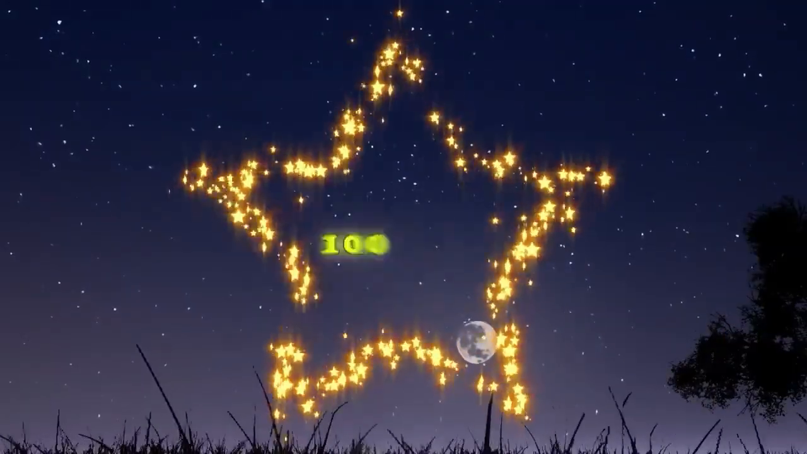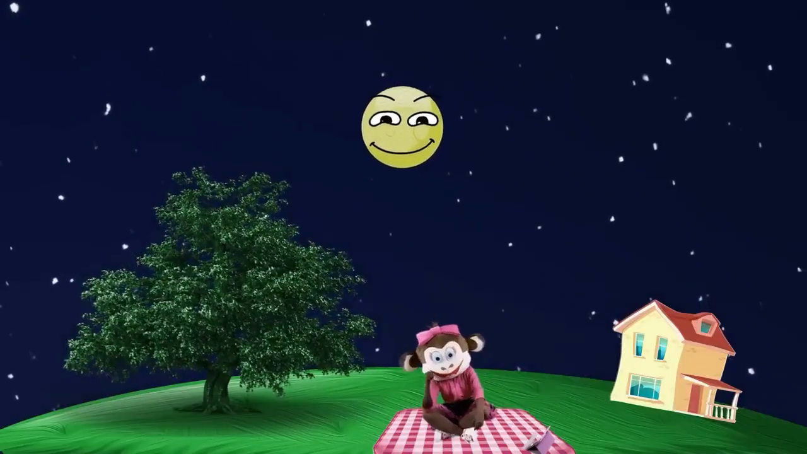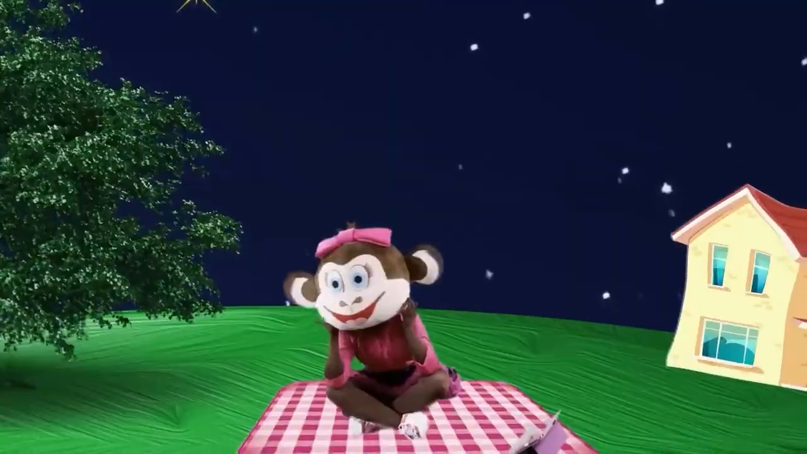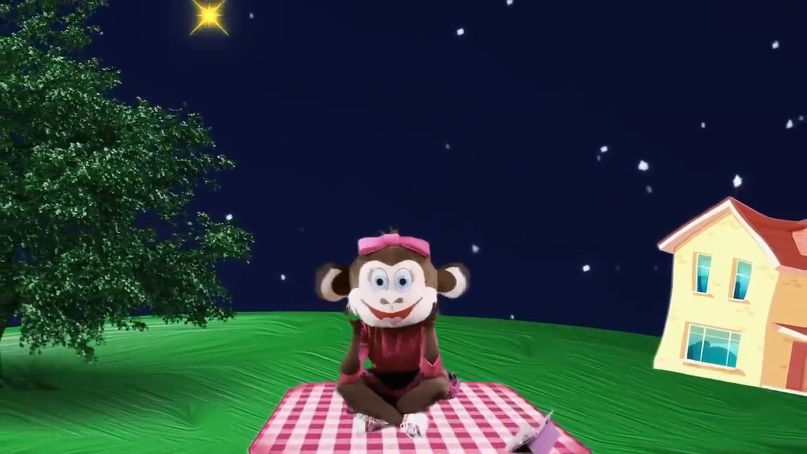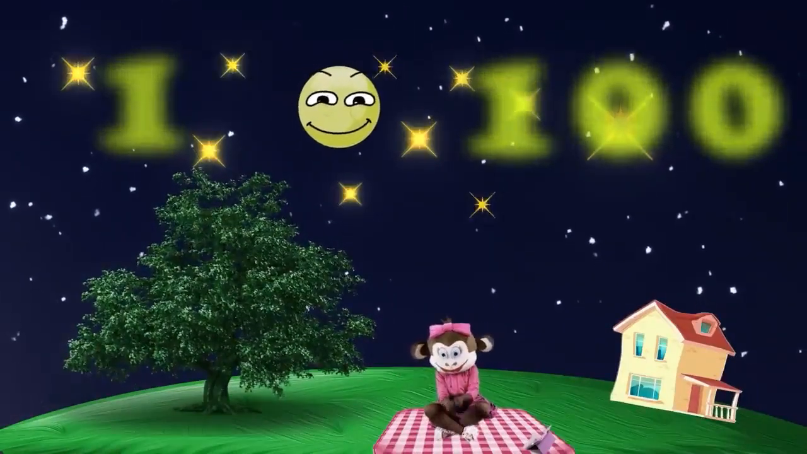There are 100 stars in the sky tonight. The moon is dancing, we got them all right. We learned about so many numbers today. From 1 to 100, I know we did great. Yay!